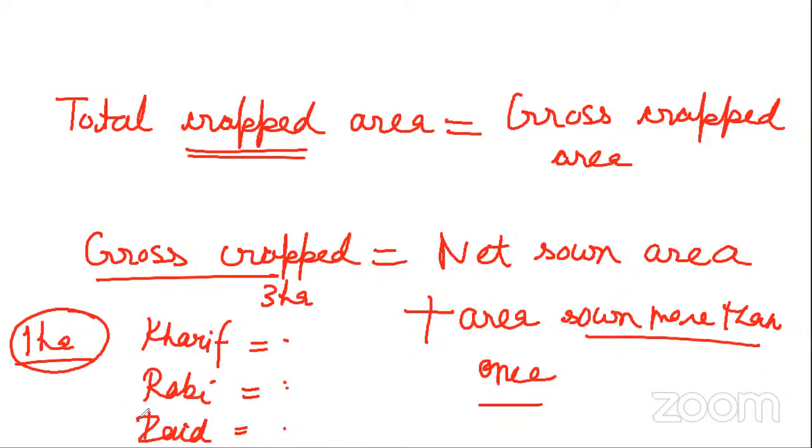And if we are not taking any crop in Zaid, then our gross cropped area will be 2 hectare. So like this, whatever area we are sowing more than once is going to be added again and again. I hope I have made it clear.